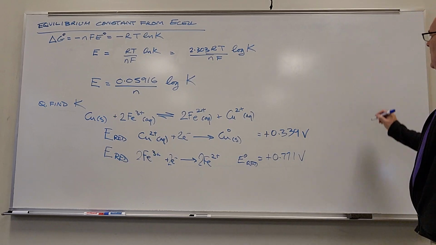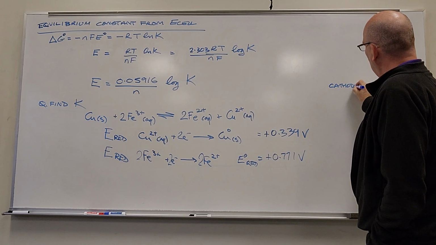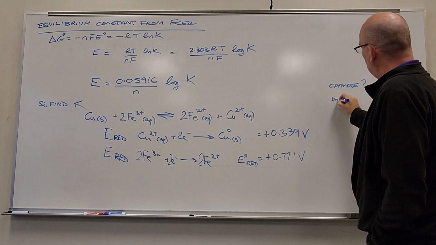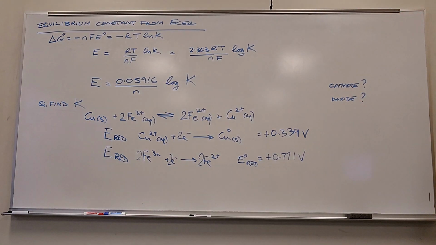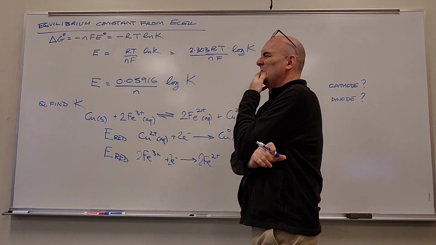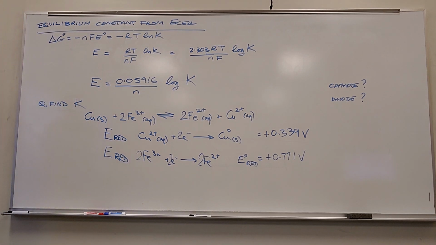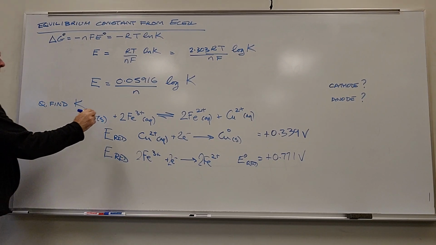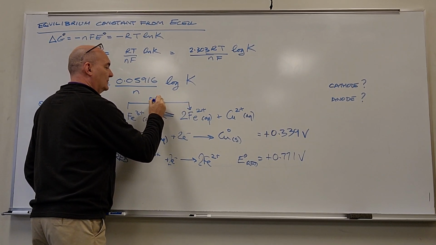Okay. Now, my next question is which one's the cathode and which one's the anode? The iron is the cathode, the copper's the anode. Because the cathode is where the reduction happens, and that's what the iron is doing. Reduction occurs at the cathode. Yes. Red cat. And this is a reduction.